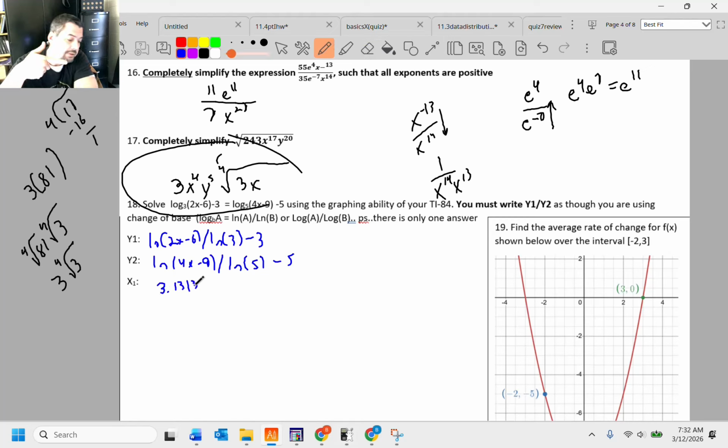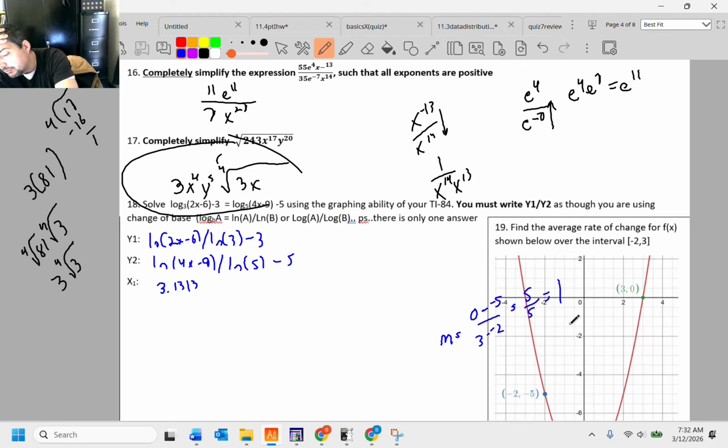And the last one I'm going to do this morning, number 19, find the average rate of change for f of x shown below over the interval from -2 to 3. Bro, I'm just going to do slope. y2 minus y1 over x2 minus x1. It's going to give me 5 over 5, which is 1. Done.